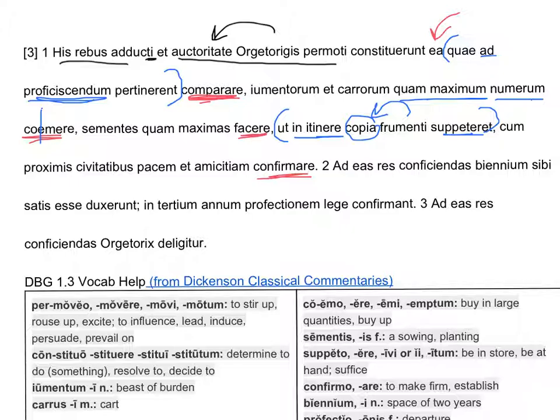And then we get to our last infinitive dependent on constituerant. They decided to confirm. Where is the thing they're going to confirm? Not cum proximis civitatibus, that's a prepositional phrase. They decided to confirm pacem et amicitiam, peace and friendship with those people. So that's the end of this section.